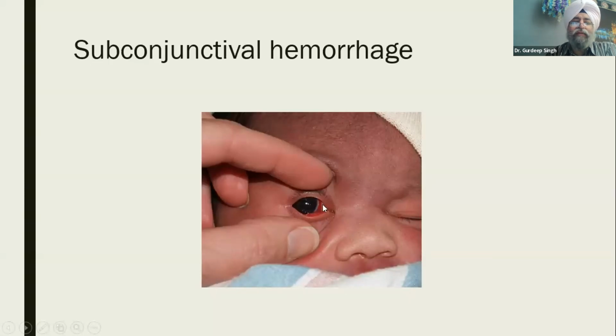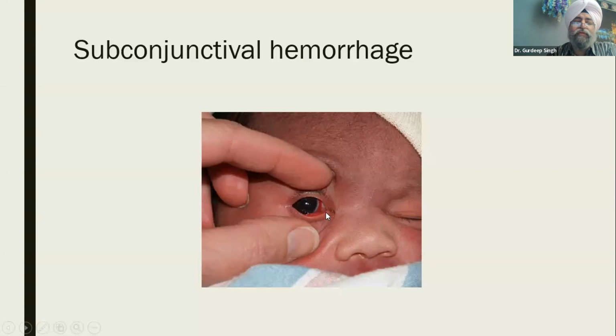Now this is the other very common thing which we see in a child, and this is also in the outer circle. If you look at this, this is a hemorrhage here, what we call a subconjunctival hemorrhage. Now, for this kind of hemorrhage in a child, what should we do? Because the moment the mom sees the child's eye red like this, she gets frightened. So mostly we have to just wait and watch.